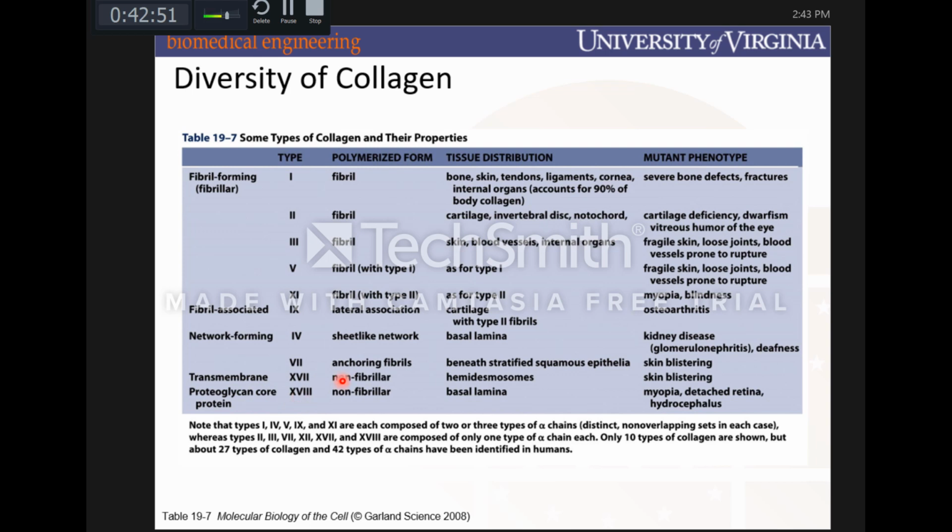What would you look for if you found something in, like, the transmembrane? How would you know that you're looking at a collagen if it's stuck in the membrane? It's not just this nice rope.